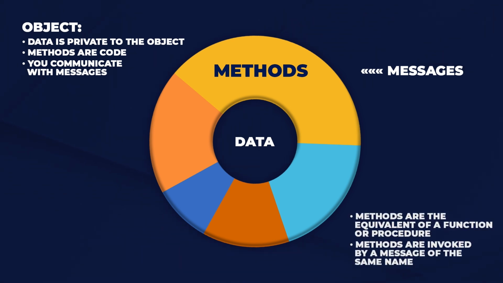So a method is the equivalent of a function or procedure in other languages, and you invoke a method by sending a message with the same name. And that object, those methods, can access that private data and manipulate it and give you an answer or do some behavior. And again, you invoke that behavior by sending a message.